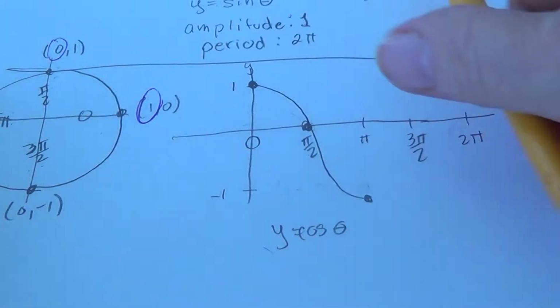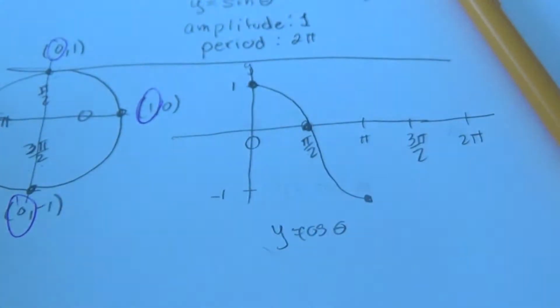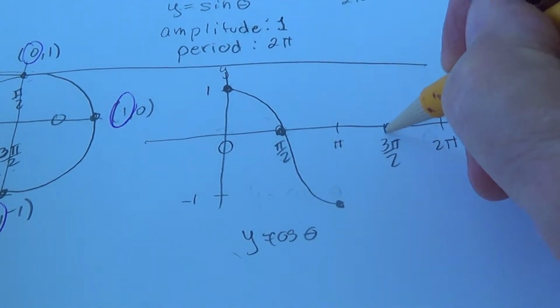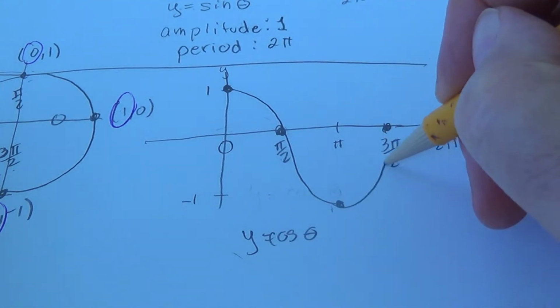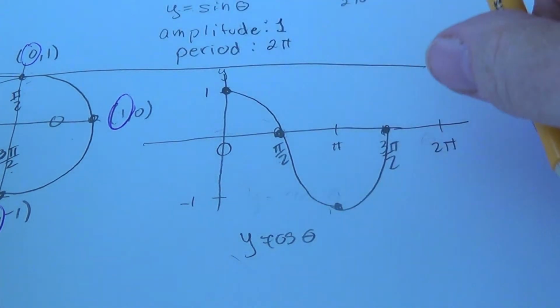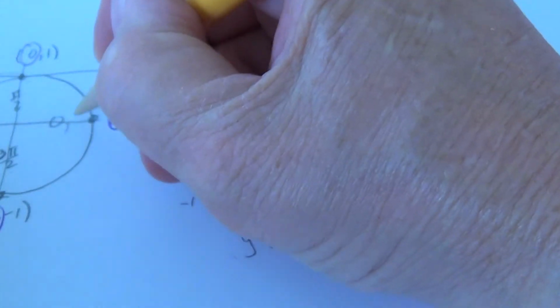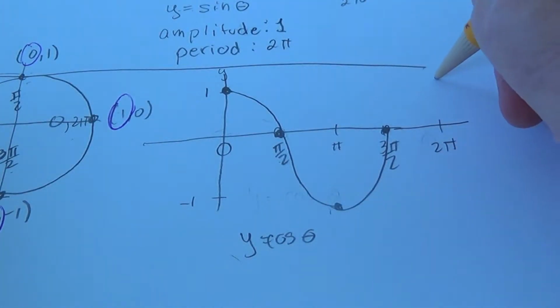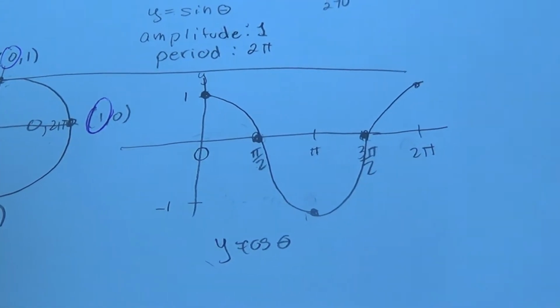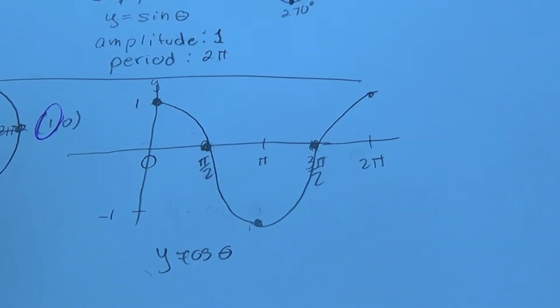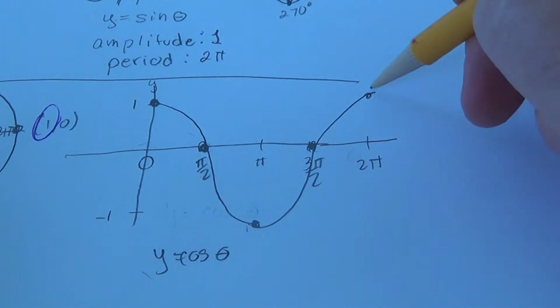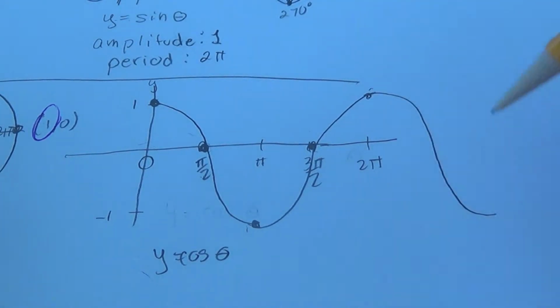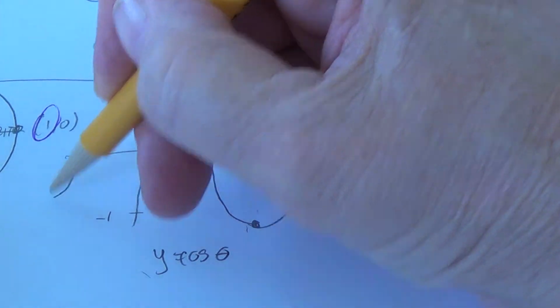At 3 pi over 2, our first value goes back to 0, so we're back up here, and at 2 pi, this is the same as what happened at 0 radians, we're back at 1 again. So there's one cycle or period of the cosine curve. And this again doesn't stop there. It continues on in like manner in both directions.